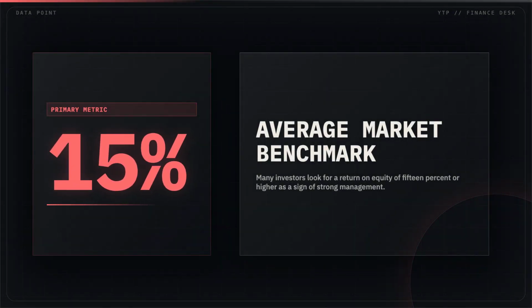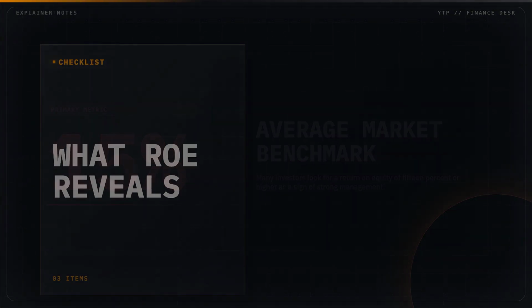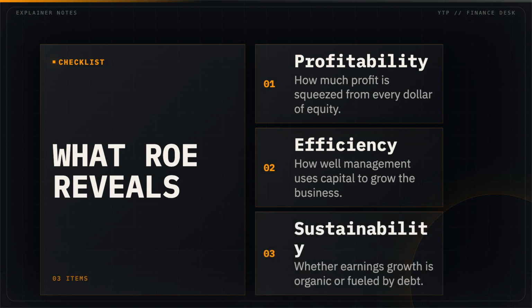While every industry is different, a benchmark of around 15% is often seen as a sign of a healthy, profitable business. ROE helps you peek under the hood, showing you whether a company is actually creating value or just burning through cash.